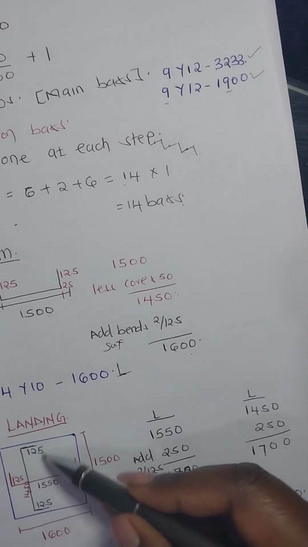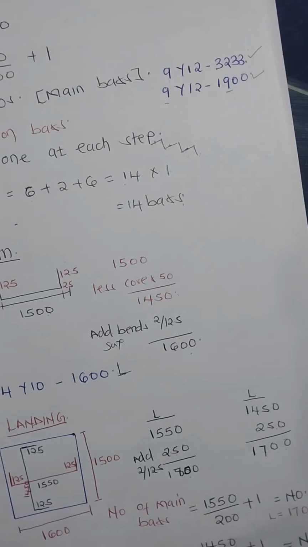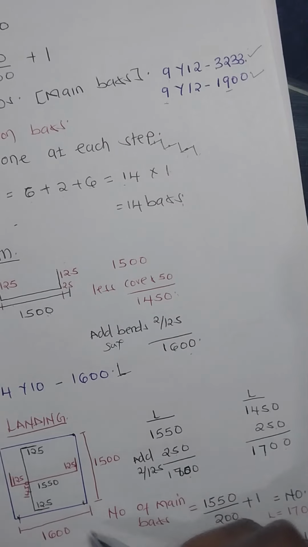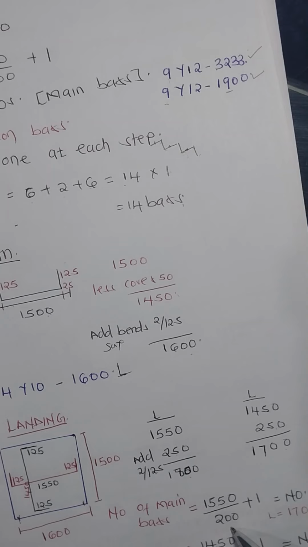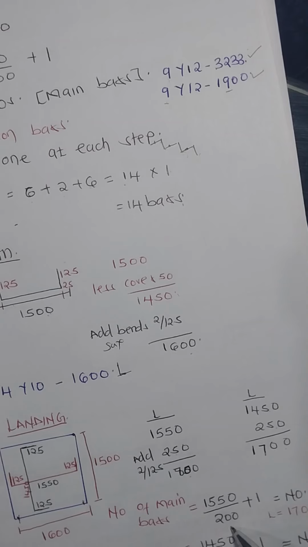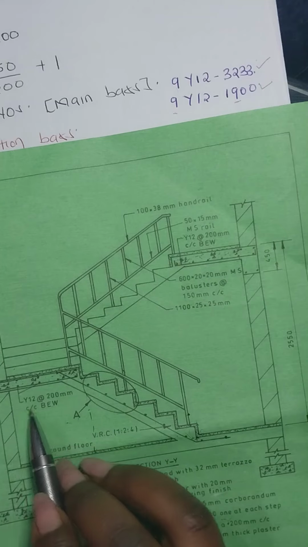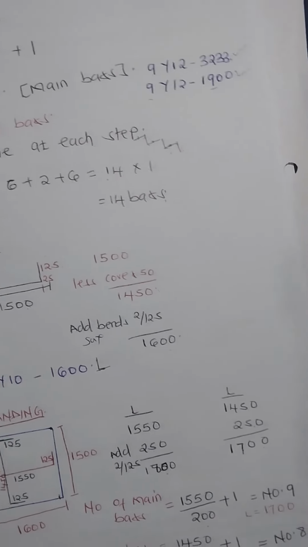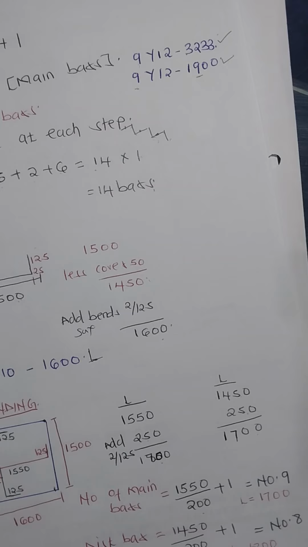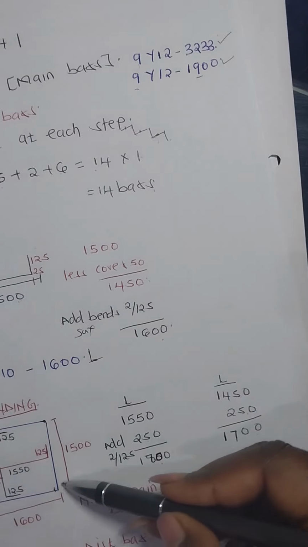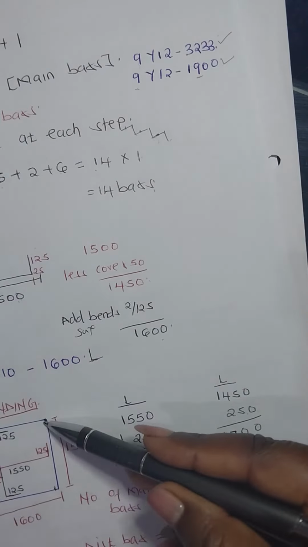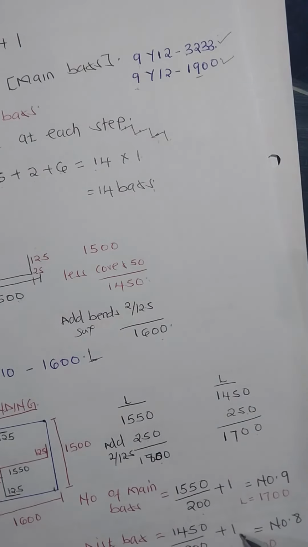Now let's find the number of the main bars. So these main bars, how many are they? The main bars are running across the 1550 from here up to here. That is 1600 minus cover, divided by 200, because we are told they are spaced at 200. They are Y12, and then plus 1, that gives us 9. And then for the distribution bars, we are going to assume Y12 also at 200, but now they are running across the 1500. 1500 less cover, which is 50, that gives us 1450 plus 1, that is 8.